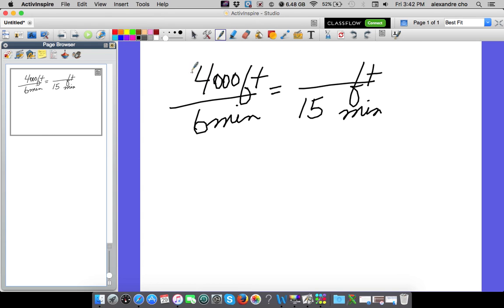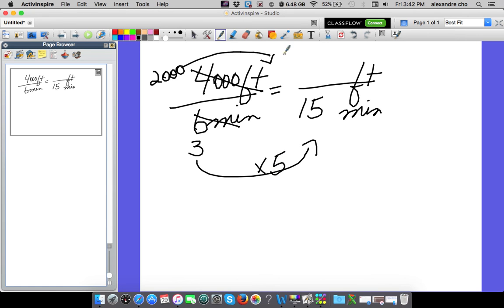If I divide this by 2, I get 2,000. If I divide this by 2, I get 3. Is there a relationship there now? Yes, there is. Times 5. And on top, times 5. 2,000 times 5 will give me 10,000 feet in 15 minutes. Okay?